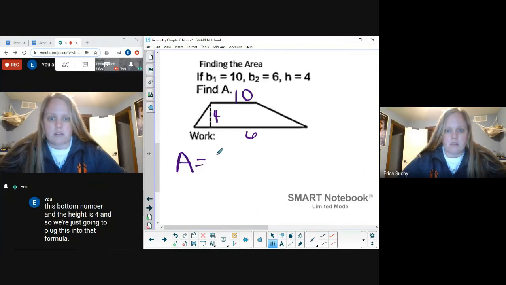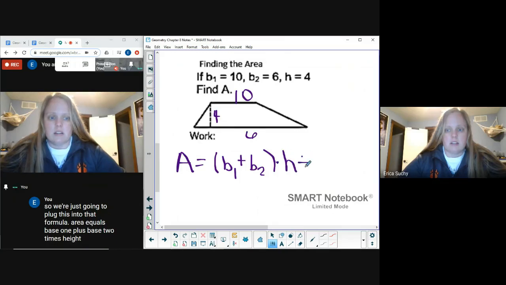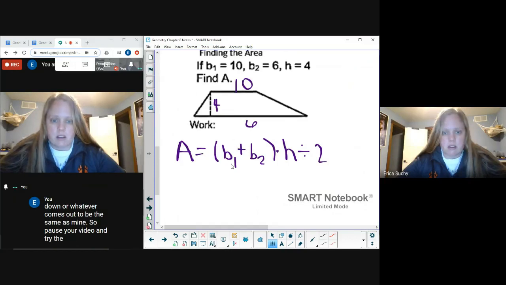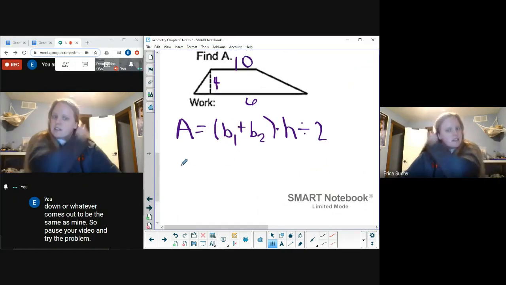Area equals base 1 plus base 2 times height divided by 2. Okay, now I'm going to ask you to pause your video and try this formula with these numbers to see if your solution, when you punch it in or write it down or whatever, comes out to be the same as mine. So pause your video and try the problem. All right, here is the solution.